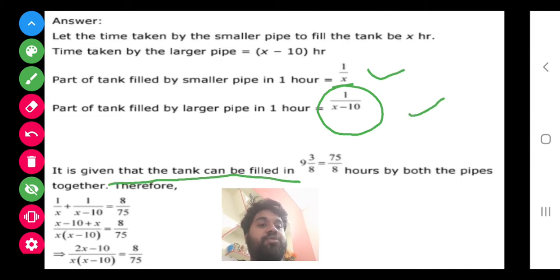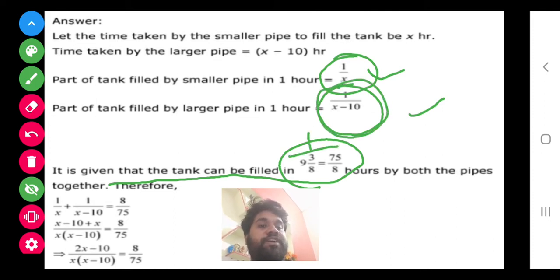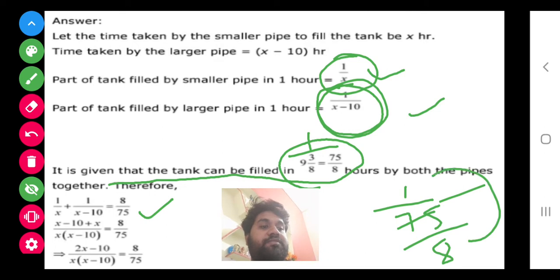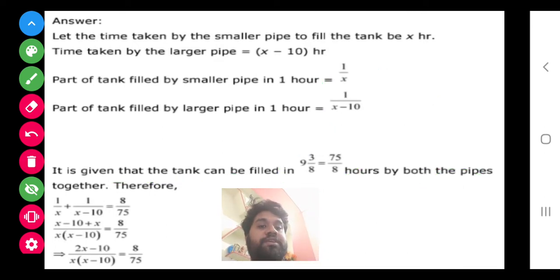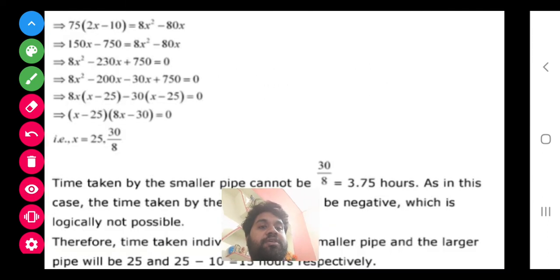Now it is given that together they can fill it in 75 upon 8 hours by both the pipes together. Therefore we have the sum of the two equal to 1 upon 75 upon 8. So 1 upon 75 upon 8 means the 8 will come up here, and finally we have to take LCM, then the solution, that you all know.